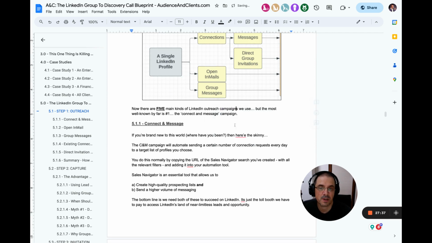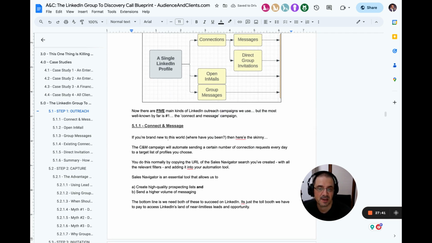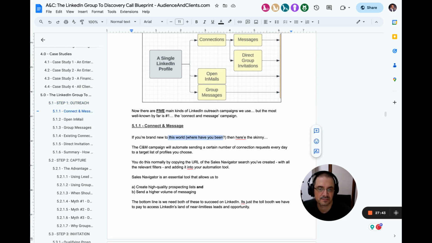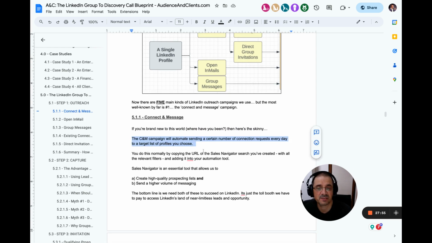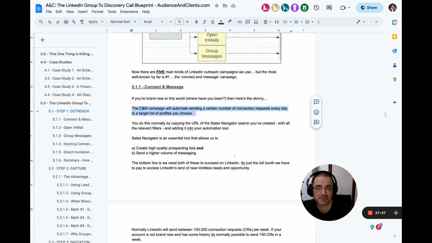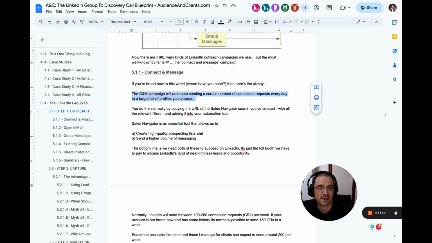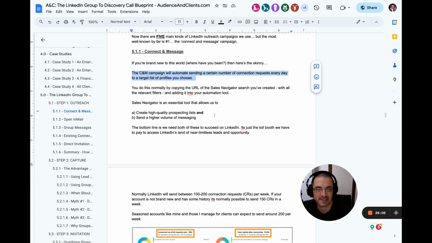But the most well-known by far is number one, the Connect and Message campaign. Now, if you're brand new to this world, where have you been? Here's the skinny. The Connect and Message campaign will automate sending a certain number of connection requests every day to a target list of profiles you choose. Now, you do this normally by copying the URL of a Sales Navigator search that you've created with all the relevant filters and adding it into your automation tool.